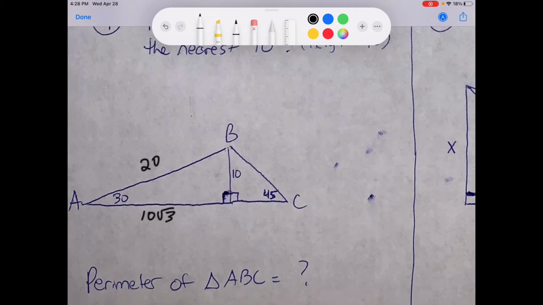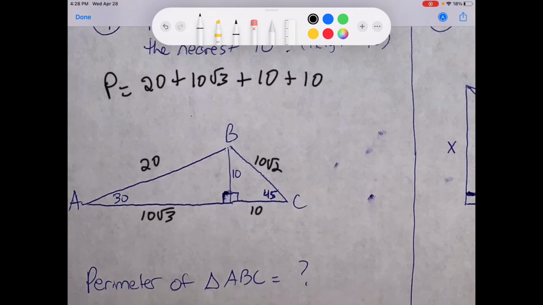And then on the right side, you have a 45, 45, 90, where one of the legs is 10, so the other leg has to be the exact same, 10. And then the hypotenuse is that leg times root 2, so 10 root 2. Now I have what I need for my perimeter. We add all the sides: 20, 10 root 3, 10, and 10 root 2.